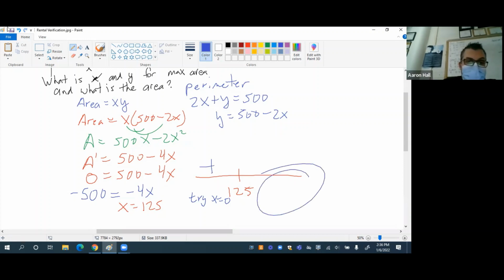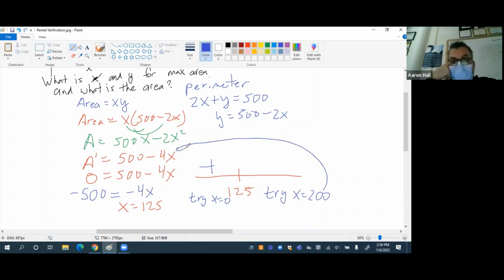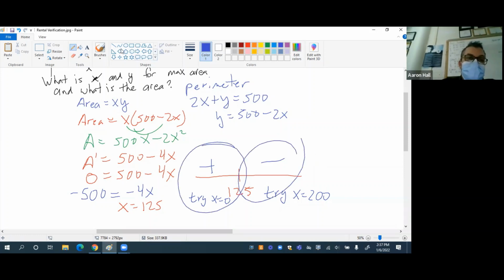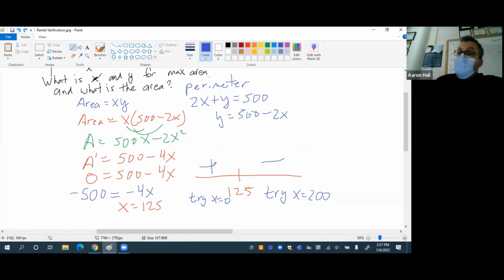What should we try over here? Try x equals what? 200, okay. If I take 200 and plug it into our derivative function, 200 times negative 4 gives us negative 800. Is that positive or negative? It's going to give me negative 300, so negative. If we have a slope that is positive followed by a negative, what is that? It's a maximum. We have confirmed that this point here is a max.